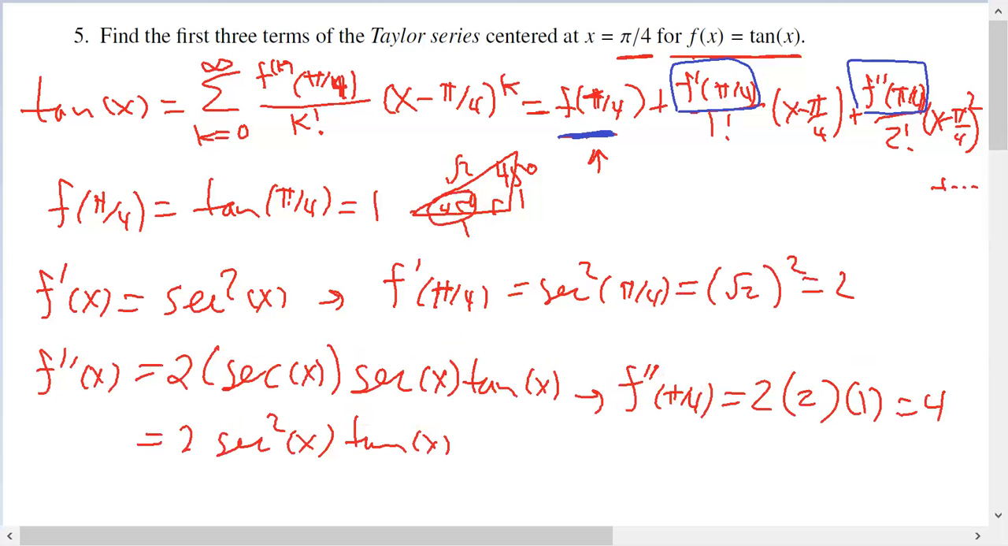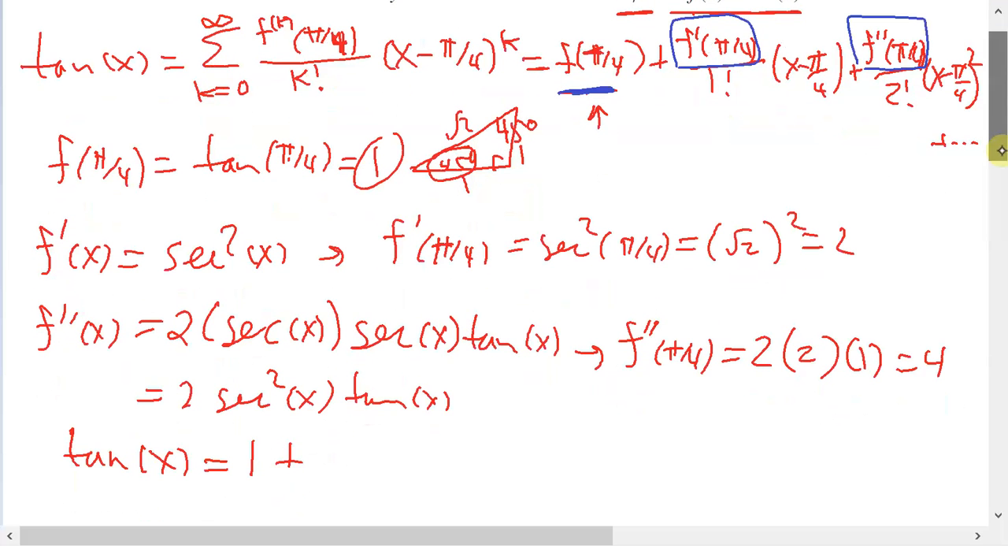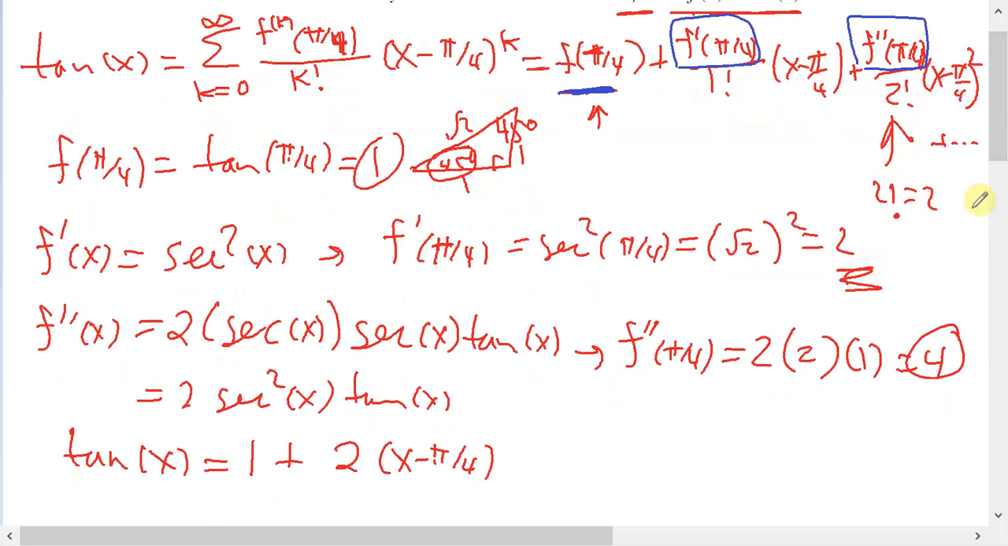All right, so I'll plug those in. What I'm saying is the power series for tangent starts out like this. Remember, we said the first one's going to be 1, plus the second one. We got 2, so we're going to have 2 over 1 factorial, so that's 2 times x minus pi over 4. And the third one is 4, so we're going to have 4 over 2 factorial. 2 factorial equals 2, so this is just going to give me another 2. So this will be plus 2 times x minus pi over 4 squared, and this would keep going, but that was all we were asked to find.